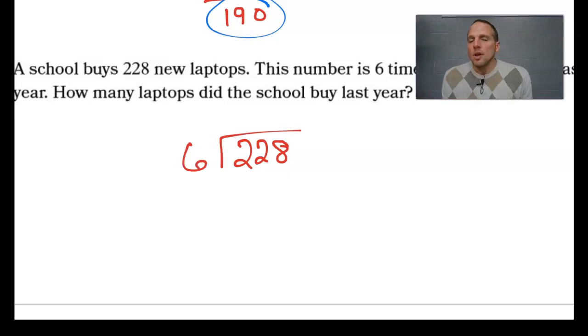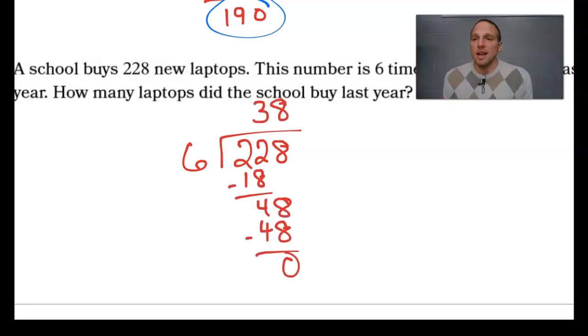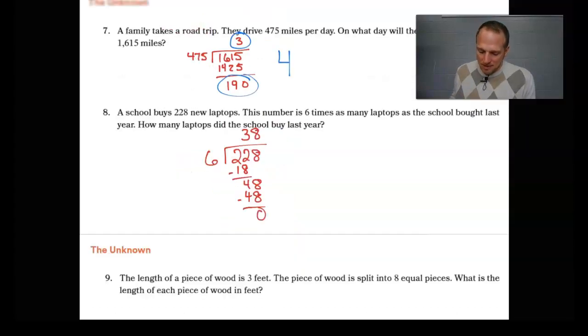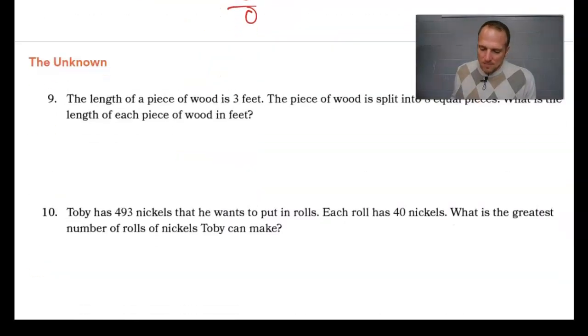Okay, so I want you to go ahead and pause this video and work this out. Okay, so you can see my work here. This was pretty nice. We didn't even have to add a decimal. We didn't have any remainder after we divided it out. So last year, they bought 38 laptops. 38 laptops last year.